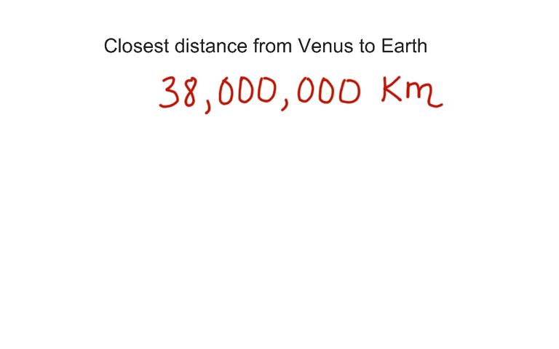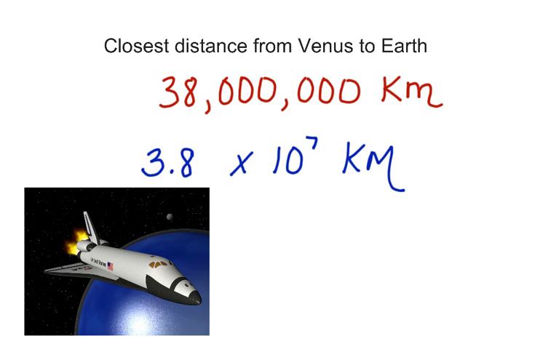We can rewrite 38 million kilometers using scientific notation. We can say that 38 million kilometers is equal to 3.8 times 10 to the 7th kilometers. Now let's say that you were on a space shuttle and you had traveled 15% of the distance from Earth to Venus. How many kilometers would you have traveled?